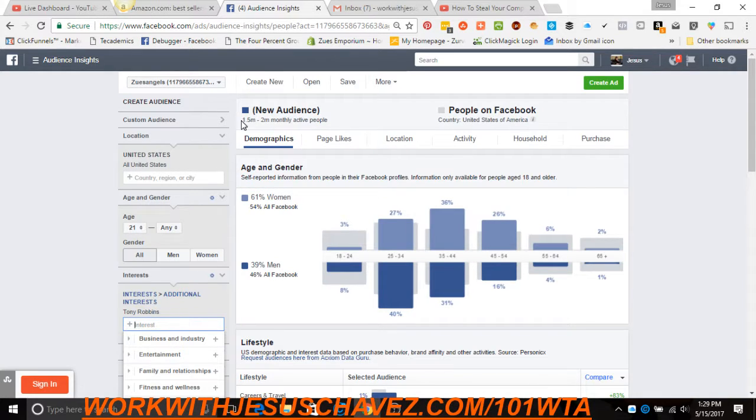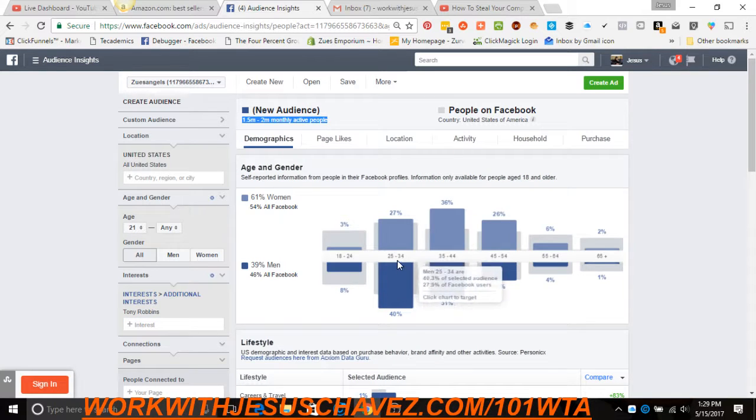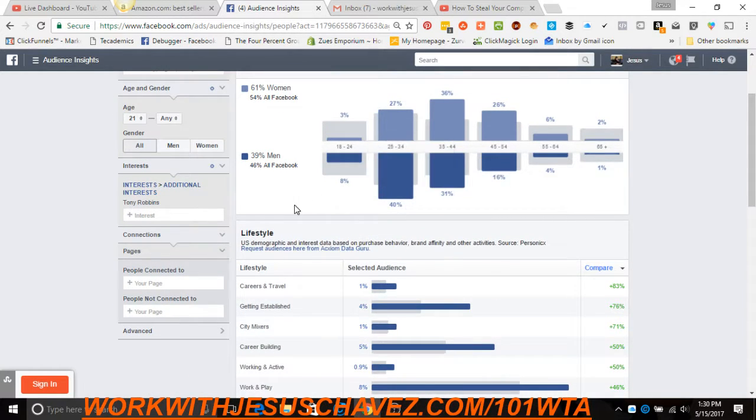Okay, so we have here 1.5 to 2 million active users on Facebook. Okay, so you might be wondering what the blue is right here. The blue bars here are new audiences. That's the percentage of people liking Tony Robbins and interested in Tony Robbins, and 21 to any. The light blue is people in the United States of America that use Facebook. Okay.